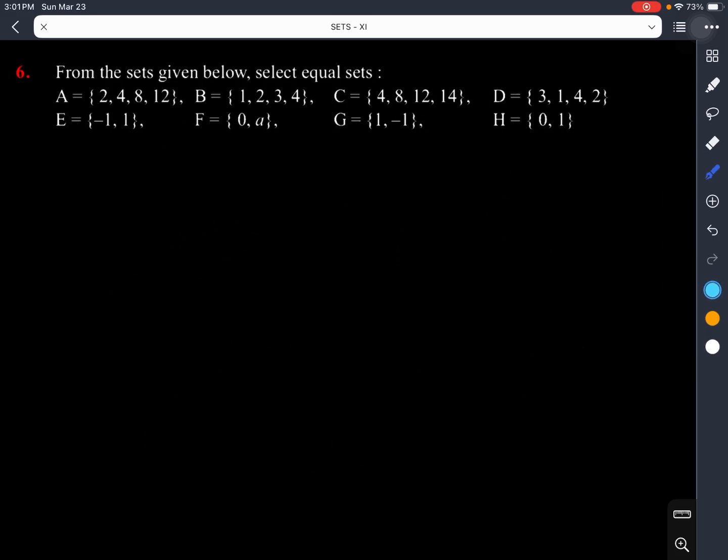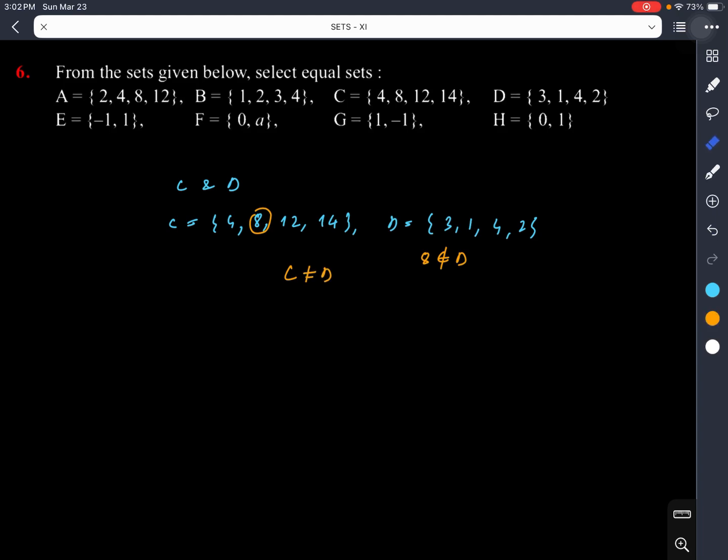Now let's take sets C and D. C has elements 4, 8, 12, and 14, while D has elements 3, 1, 4, and 2. Here again one can observe that 8 is an element of C, while 8 does not belong to D. So these two sets are again not equal.